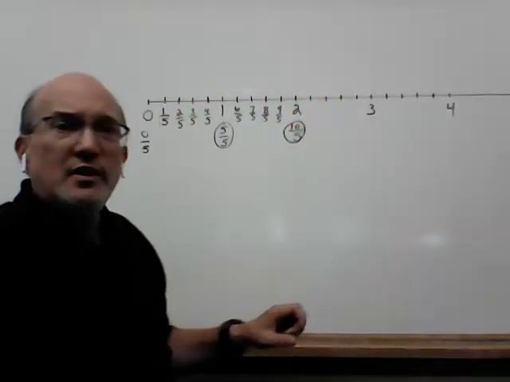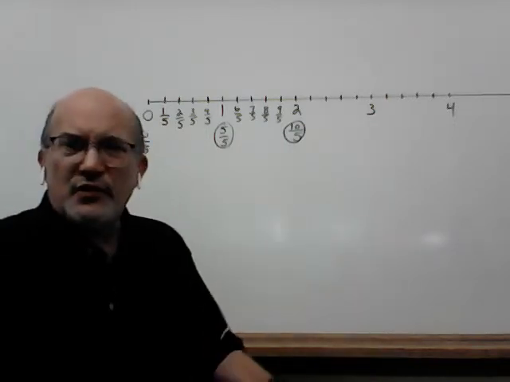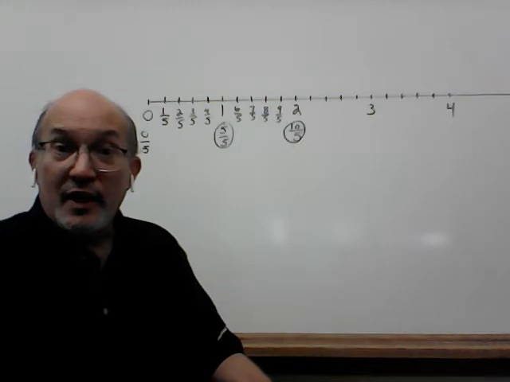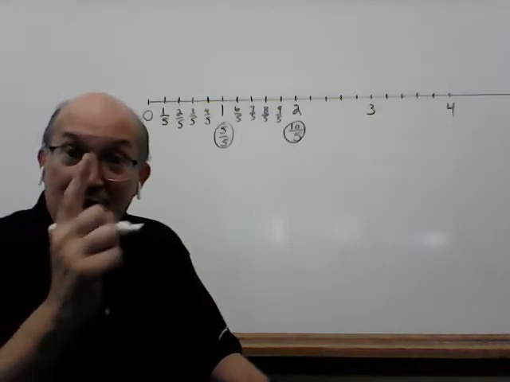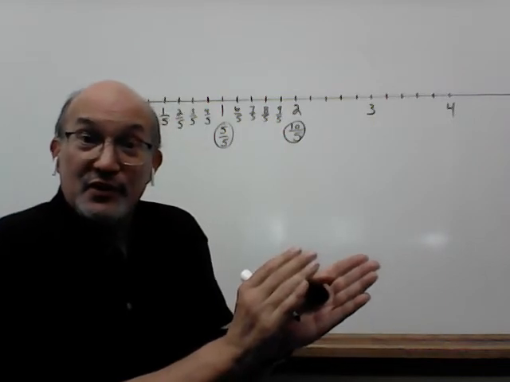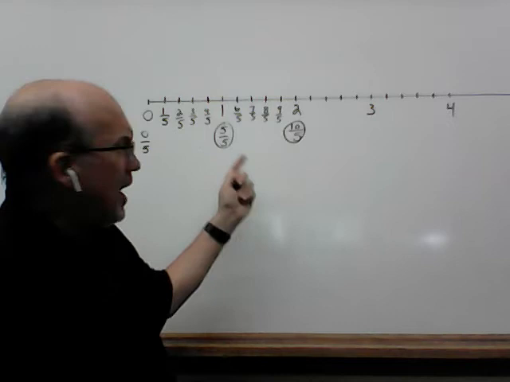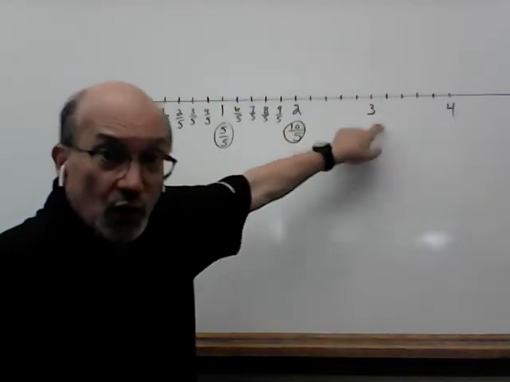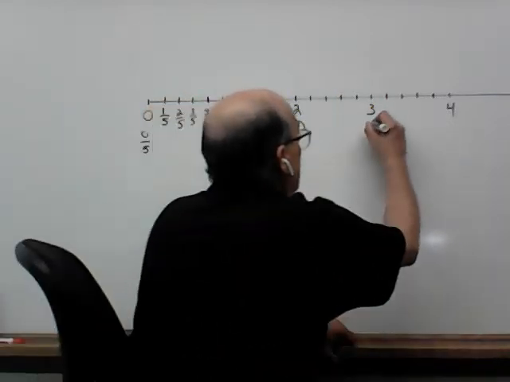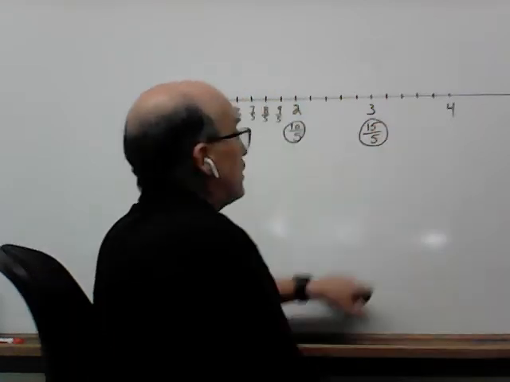It's also 10/5. Now before I do it, how many fifths is the whole number 3? Every time you go up by 1 whole, you're going up by 5/5, right? An obvious definite pattern. 5/5, 10/5, the whole number 3 is 15/5. So let me put that one in there now. I'll fill the rest in later.